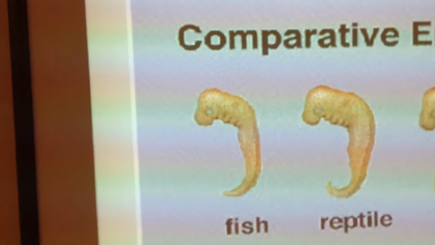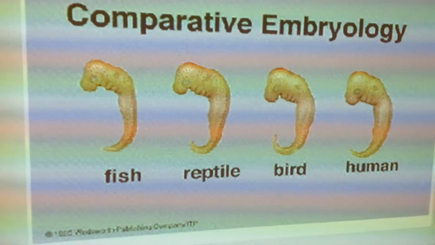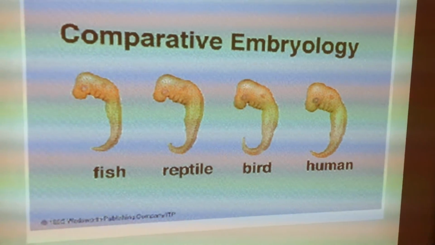So back to the beginning of our presentation. All these embryos look almost identical, which is another proof that we are all interrelated as Darwin theorized.